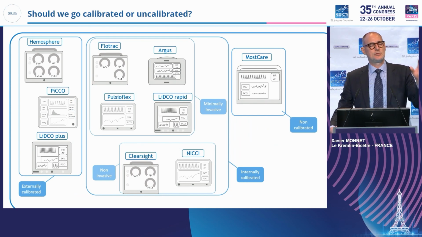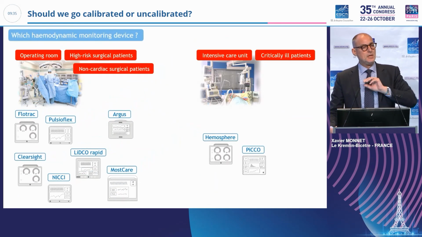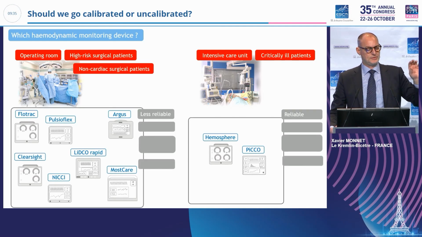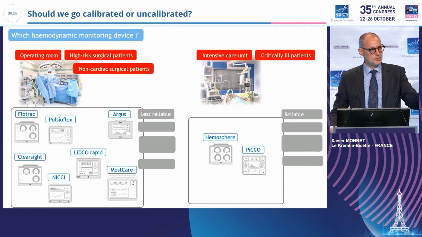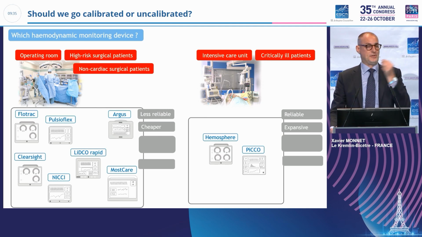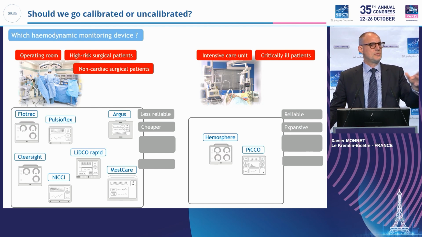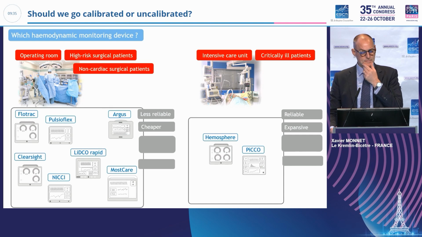These devices should not be indicated in the same setting. The internally non-calibrated devices are for the operating room, high-risk surgical patients, the other ones for the ICU. They are less reliable in septic patients, in patients that receive norepinephrine. They are cheaper than the other ones, 70% of the price of the invasive devices, roughly.